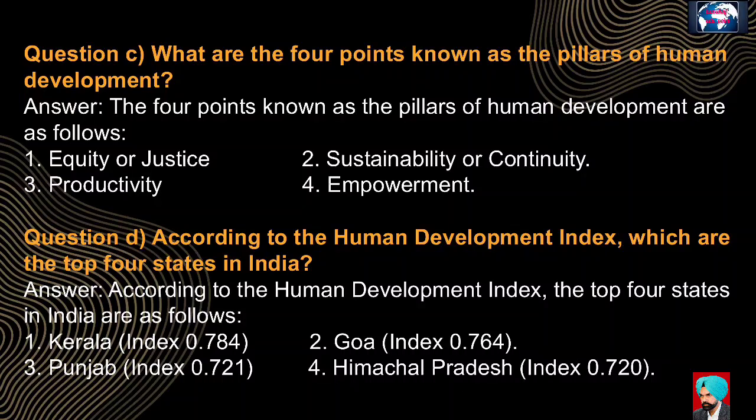Question D. According to the Human Development Index, which are the top 4 states in India? Answer: According to the Human Development Index, the top 4 states in India are as follows. Kerala, Index 0.784. Goa, Index 0.764. Punjab, Index 0.721. Himachal Pradesh, Index 0.720.